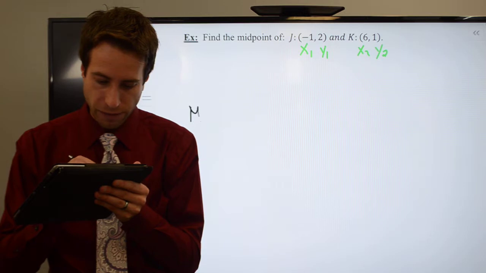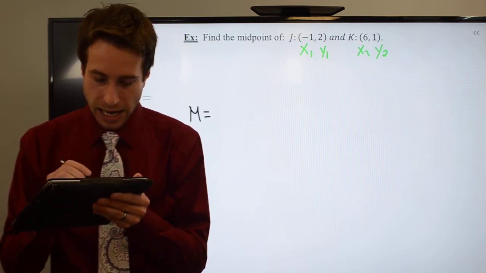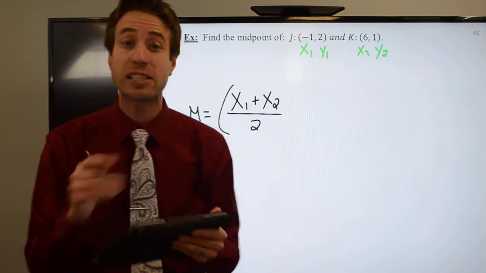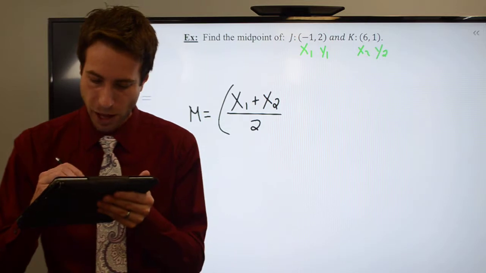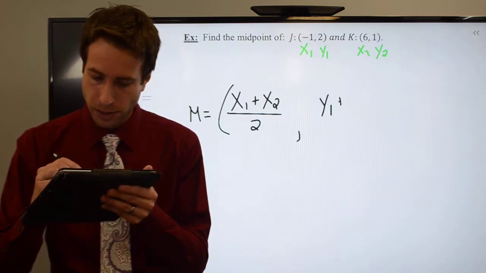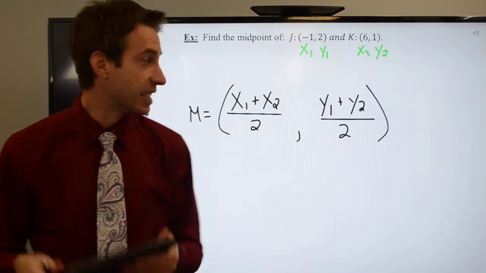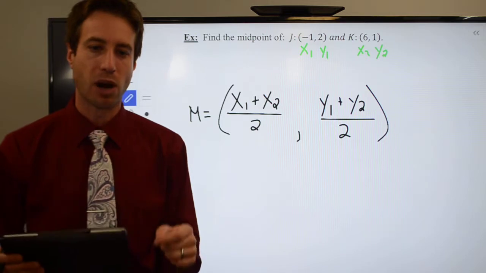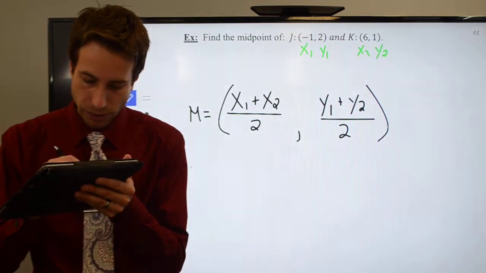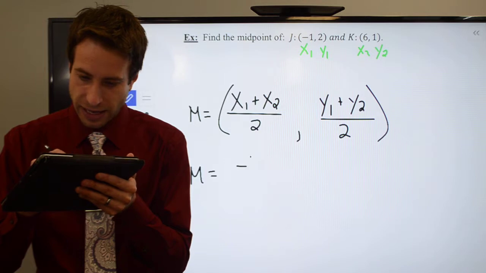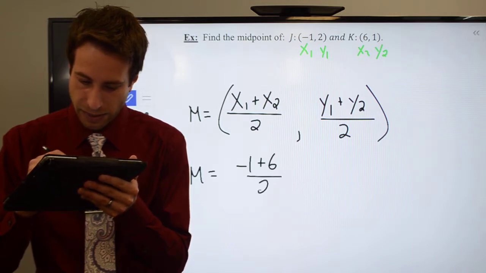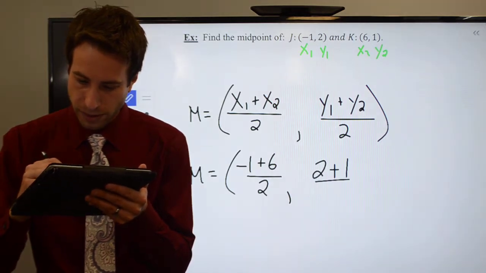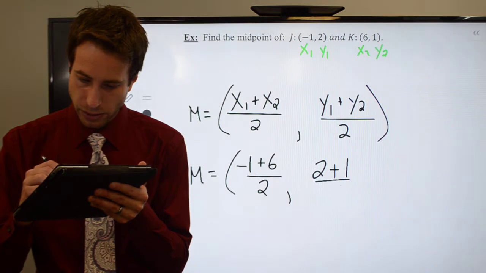Well, -1 is farthest to the left, so this will be my x1, y1, and this will be my x2, y2. And remember, the midpoint formula is x1 plus x2 divided by 2. That will give me the x coordinate, comma, y1 plus y2 divided by 2, which is going to give me the y coordinate. Now all you need to do is plug that stuff in. So here we go. I'm going to have -1 plus 6 divided by 2, and 2 plus 1, divided by 2.